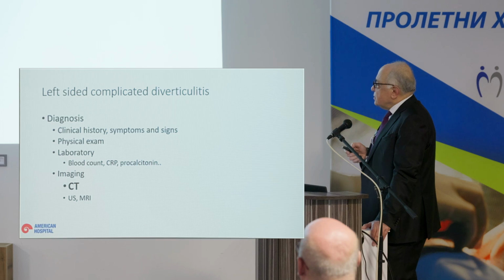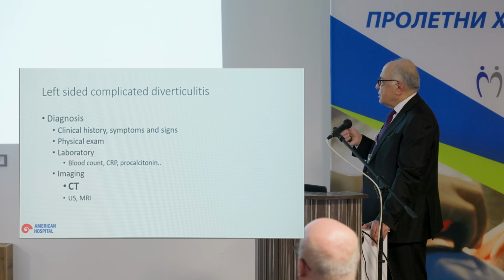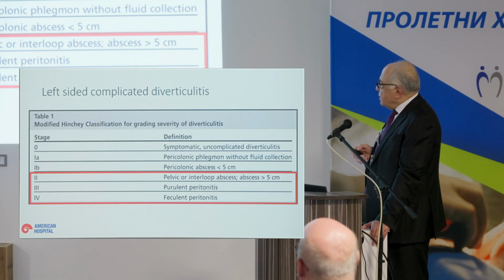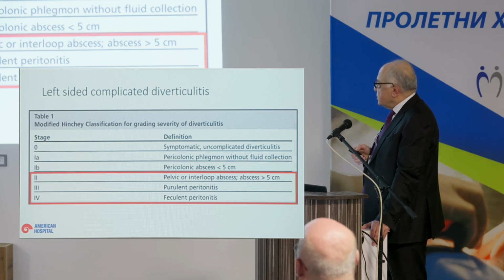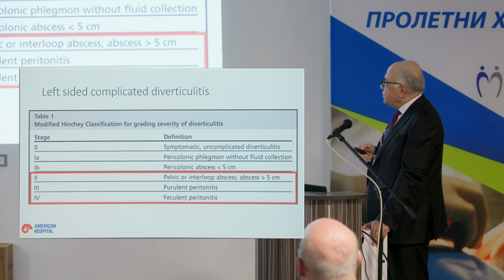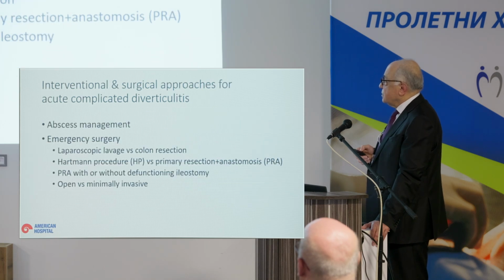The diagnosis can be done with clinical history, symptoms and signs, physical exam, some laboratory tests, but computerized tomography is the gold standard for the diagnosis and for the staging of the complicated diverticulitis. In this talk, I will stress on abscesses, large abscesses, purulent peritonitis, and feculent peritonitis, classified by Hinchey, the grading system of Hinchey, and it is useful for deciding about the management and treatment of these complications.